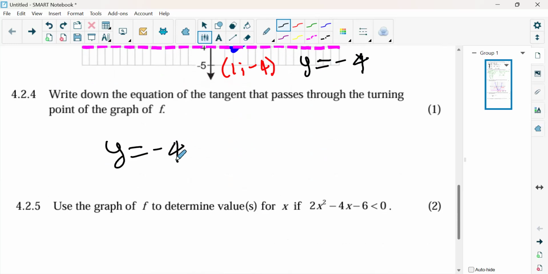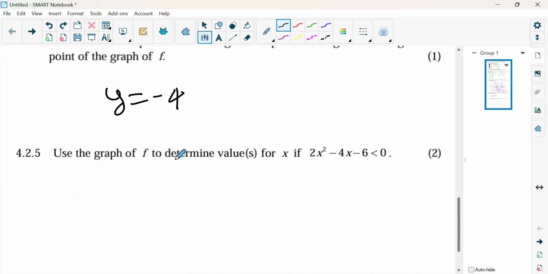4.2.5. What are they saying here? 4.2.5 says, use the graph of f to determine the value of x if 2x squared minus 4x minus 6 is less than 0. Here, most of the time, you're just going to compare this graph with the original graph.